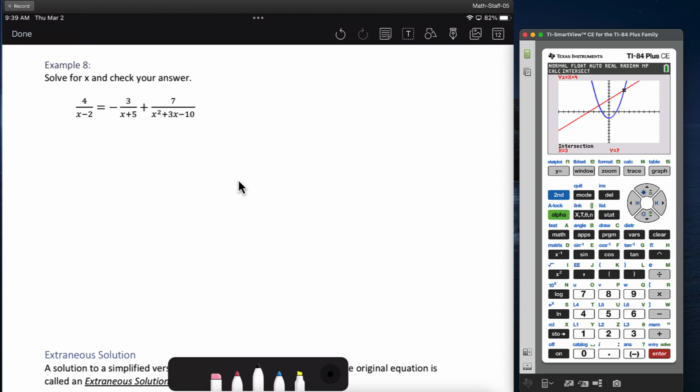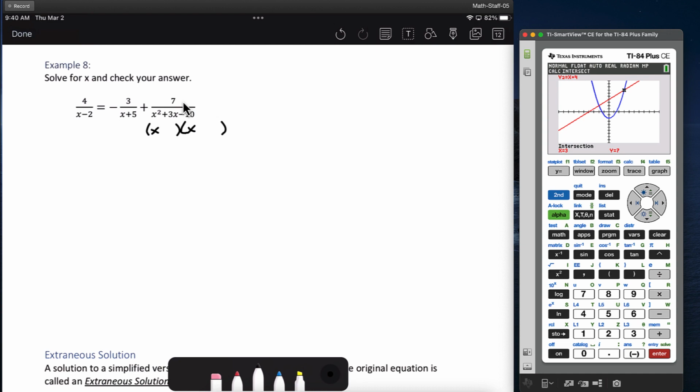This equation has a denominator that is quadratic. To begin this one, we still want to find restricted values, but it might be easier to factor this denominator first before we look for restricted values in our LCD. So let's do that. Let's factor our denominator.